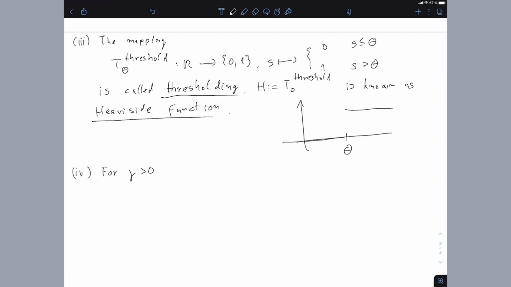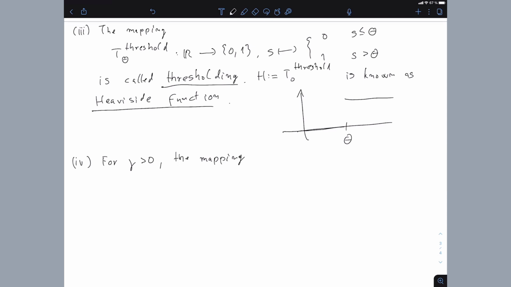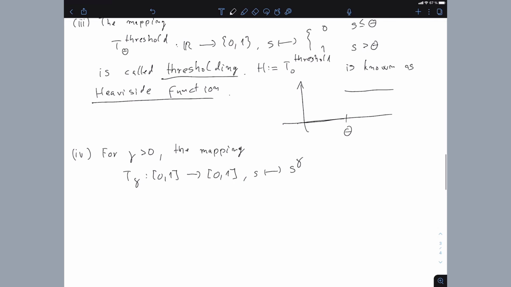So the next one starts with a gamma. And this one goes from 0, 1 to 0, 1. So you can apply it also on all of R, but there it loses the properties that you want. So S is just mapped to S to the gamma.